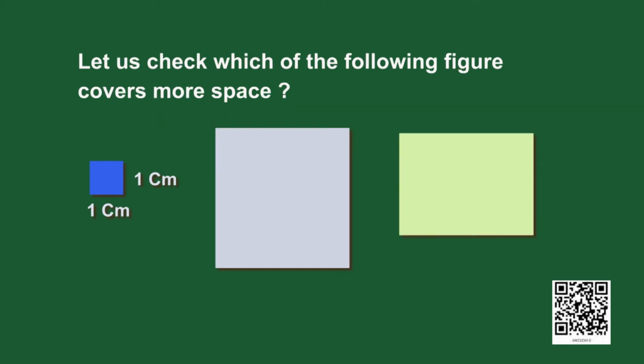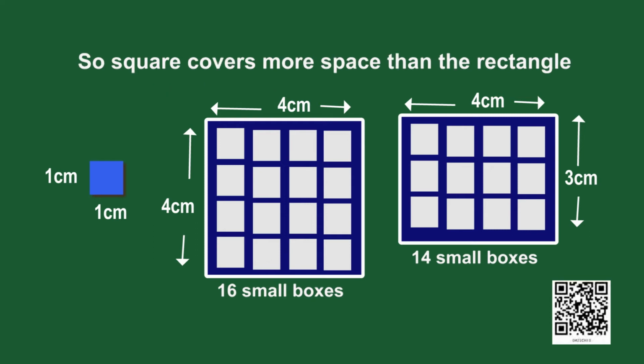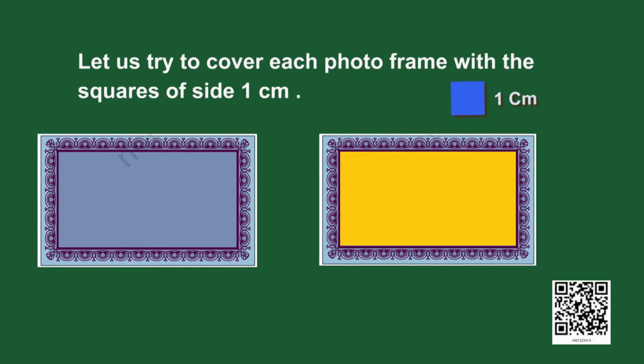Let us check which of the following figures covers more space. The square has 16 small boxes and the rectangle has 14 small boxes. So, the square covers more space than the rectangle. Now, how will you check which photo frame is big? Let us try to cover each photo frame with squares of side 1 centimeter.